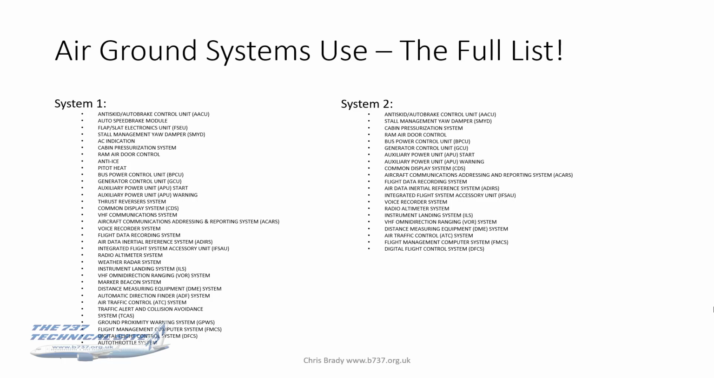All right, here it is. The long-awaited promised full list. So, as I say, there are two air-ground systems for redundancy, and I'm not going to read them out, but this is basically pulled from the maintenance manual as being all the systems which use air-ground information. So it is quite a lot.